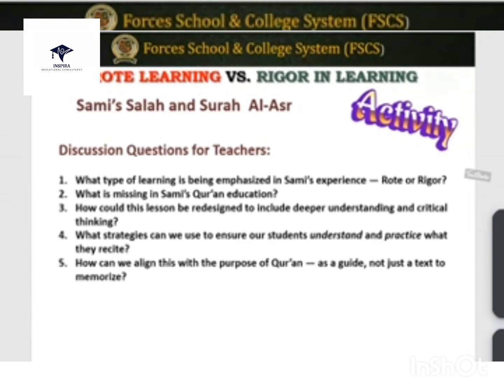Basically that was a scenario and to make you understand what is the difference between the rote learning and rigor learning. Now, how can we align this with the purpose of the Quran as a guide, not just a text to memorize?